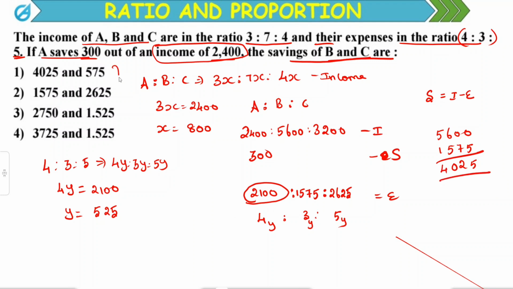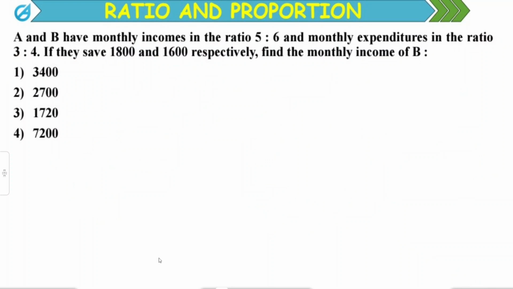So from the options, what will be the answer? The answer will be definitely option 1, because the savings of B should be 4025. So only one option is there. So the answer is 4025. Okay, fine. So next, see what is the next one?